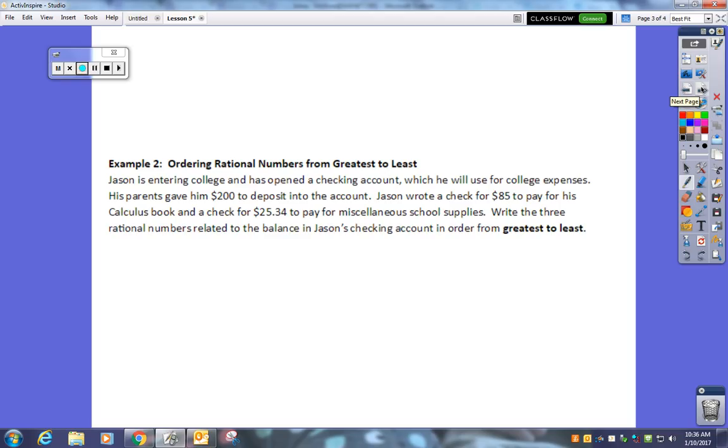Example 2 says Jason is entering college and has opened a checking account, which he will use for college expenses. His parents gave him $200 to deposit into the account. Jason wrote a check for $85 to pay for his calculus book and a check for $25.34 to pay for miscellaneous school supplies. Write the three rational numbers related to the balance in Jason's checking account in order from greatest to least. So we're reversing that order this time.